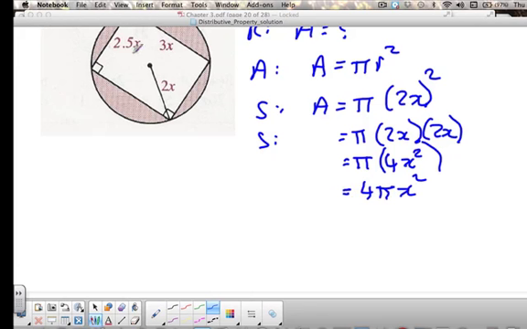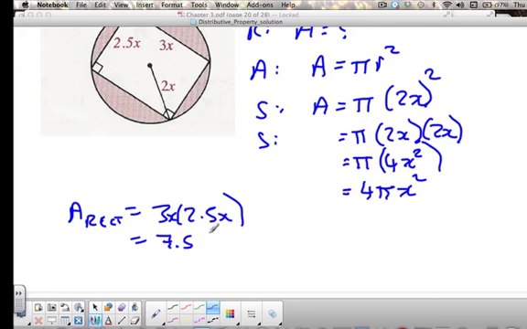Now, the area of the rectangle is 3x times 2.5x. And 3 times 2.5 is going to be 7.5, and x times x is x squared.